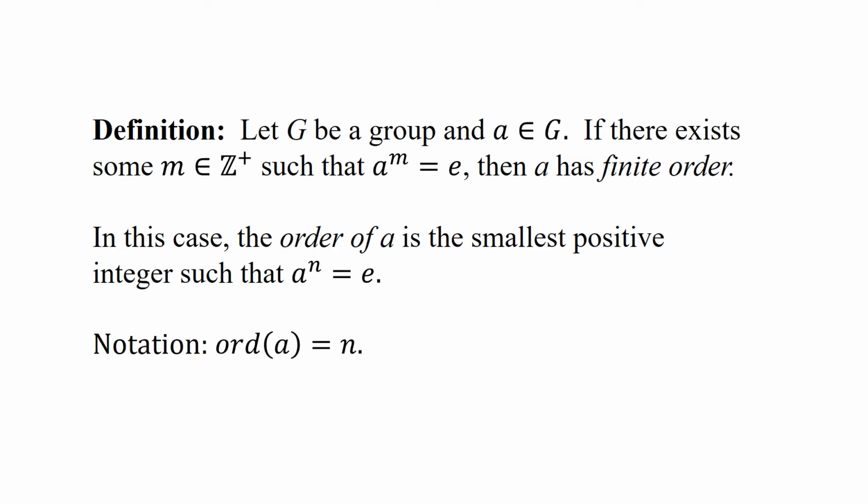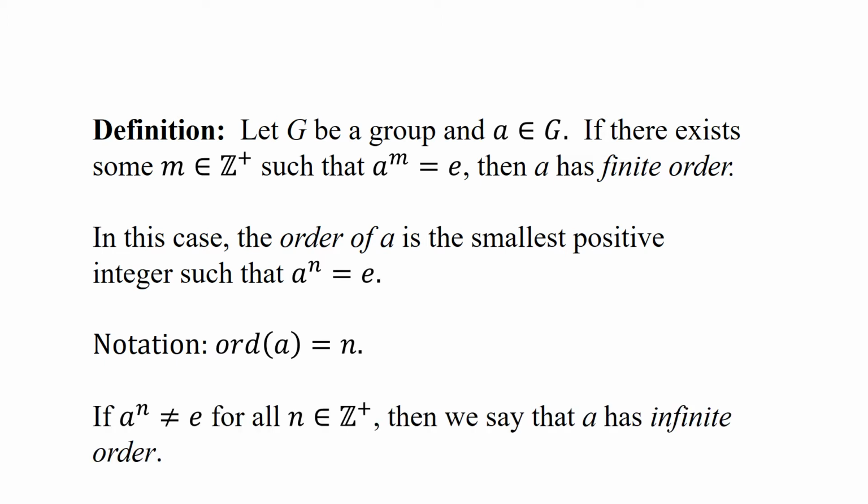The notation we use is the notation that we were using before when we defined this in the context of the symmetric group on n objects. The order of the element is n if and only if a to the n is the identity, and n is the smallest such positive integer.